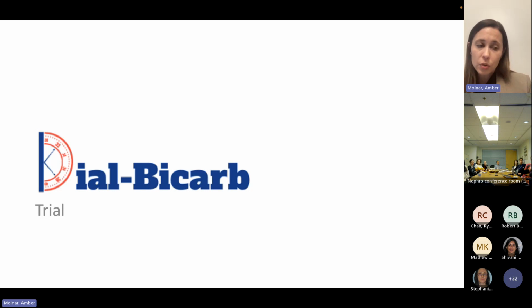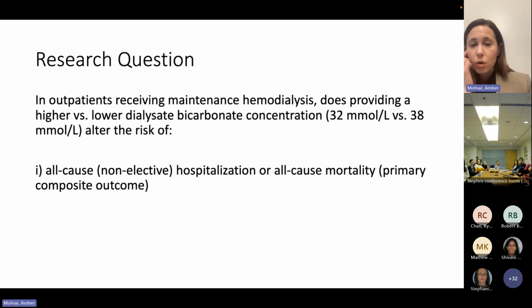So that brings me to the Dial Bicarb trial, and I'm going to spend the rest of the talk discussing this trial. So this trial aims to answer the following research question. So we'll be looking at in outpatients receiving maintenance hemodialysis, does providing a higher versus lower dialysate bicarbonate concentration alter the risk of all-cause non-elective hospitalizations or all-cause mortality? And this is our primary composite outcome. Our intervention groups for the trial will be a dialysate bicarbonate concentration of 32 millimoles per liter versus 38 millimoles per liter.